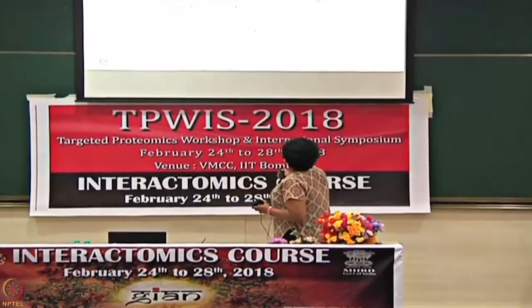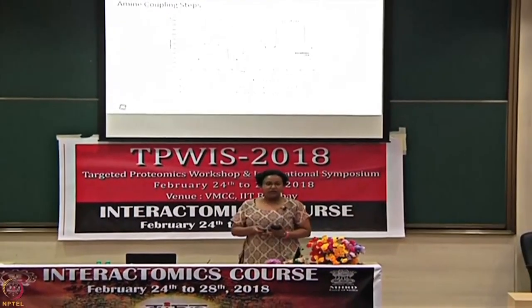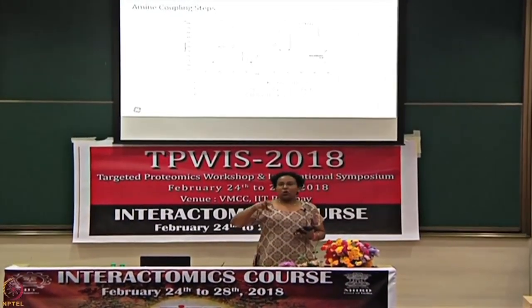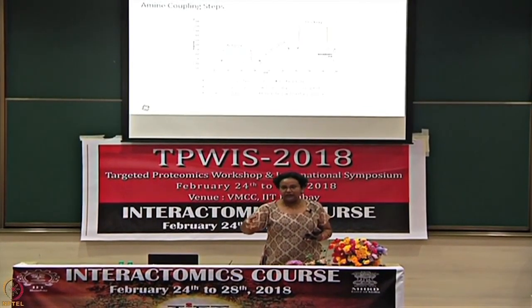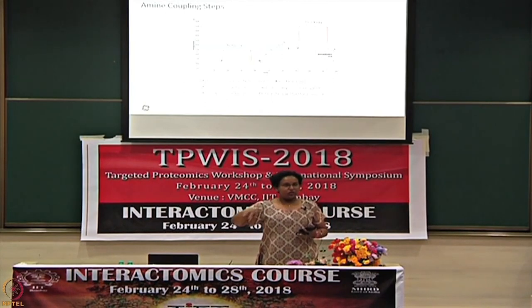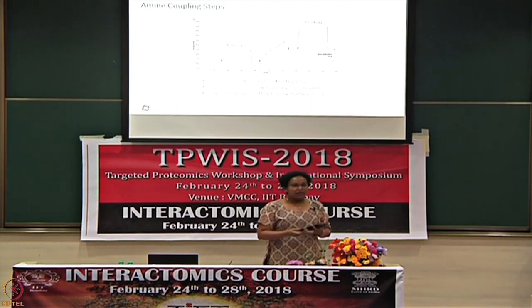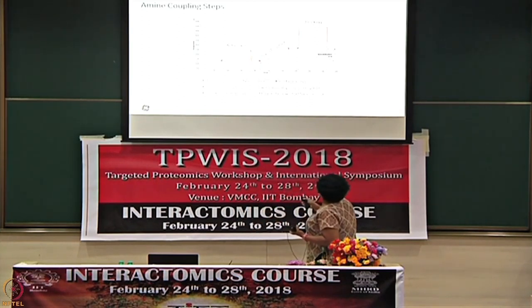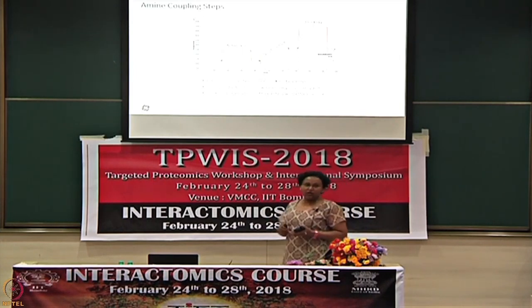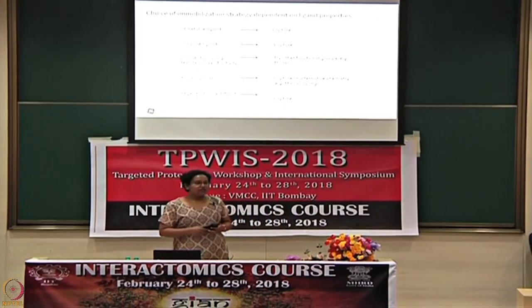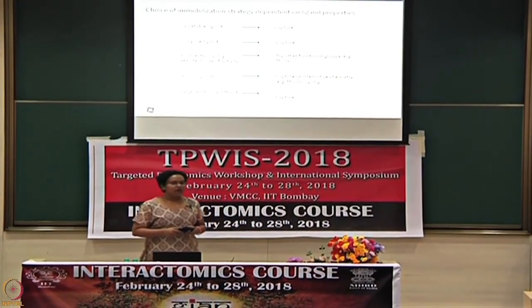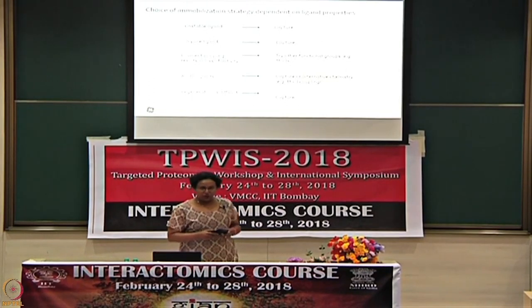And then finally, you do a blocking with ethanolamine. This blocking is to block all the activated ester groups which have not formed a covalent link. Because if you do not block at that stage, when you are passing your analyte, it may come and bind there, right? So this blocking step is extremely important. And the difference from here to here is actually your immobilization level, okay? The choice of immobilization strategy will depend on your ligand.